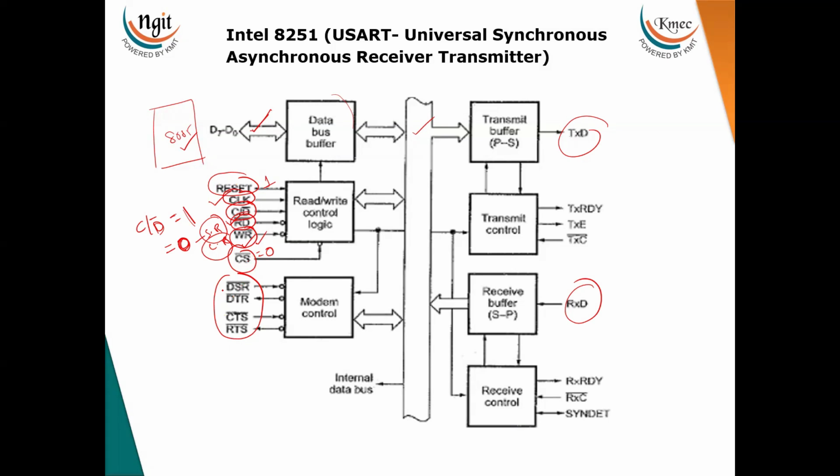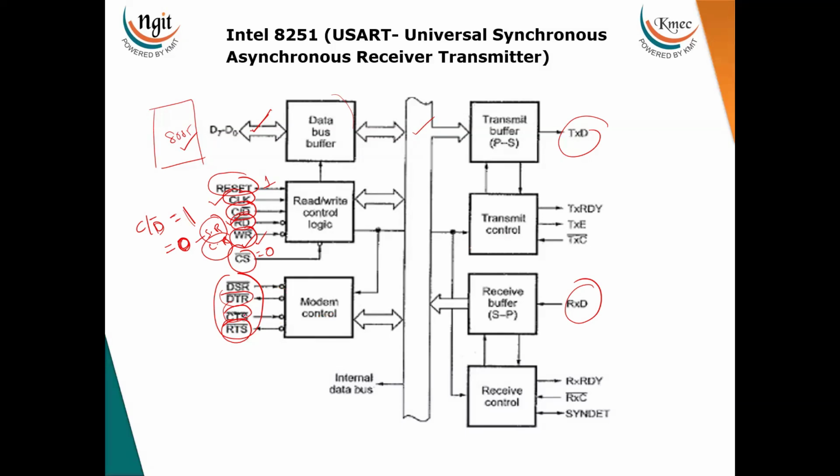Now the next one is DTR, data terminal ready. It indicates that the device is ready to accept the data when the 8251 is communicating with the modem. The next one is CTS, clear to send. A low on this input enables the 8251A to transmit serial data. Now, the next one is RTS, request to send. A low signal indicates to the modem that the receiver is ready to receive the data byte from the modem.